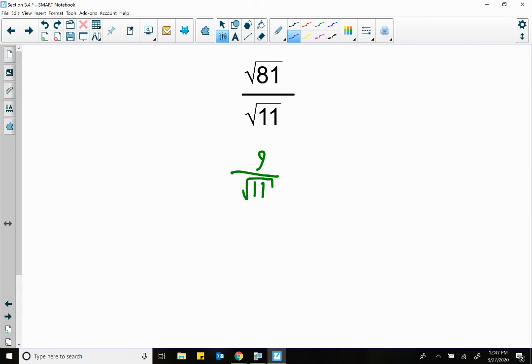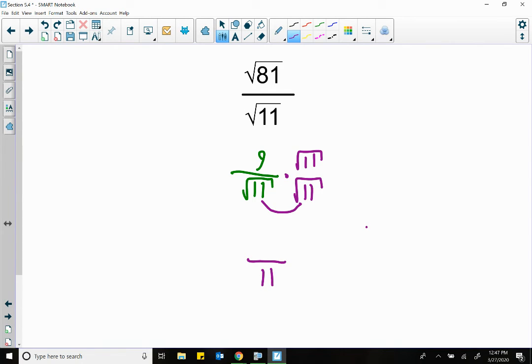Rationalizing is super easy. Whatever radical is here in the denominator, we're going to multiply the top and the bottom by it. So we're going to multiply by the square root of 11 over the square root of 11. Okay? And the reason we multiply by that same radical, because we talked about this: what happens when I multiply two radicals that are the same?